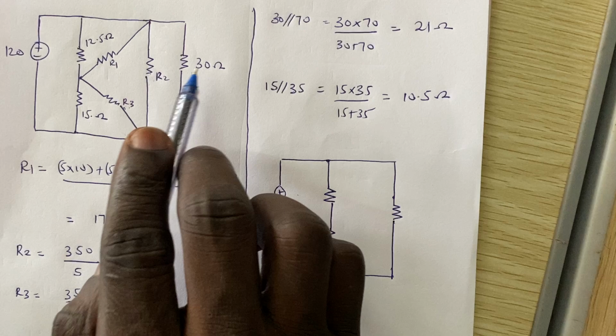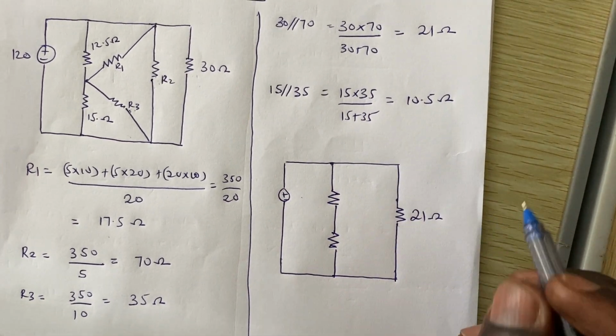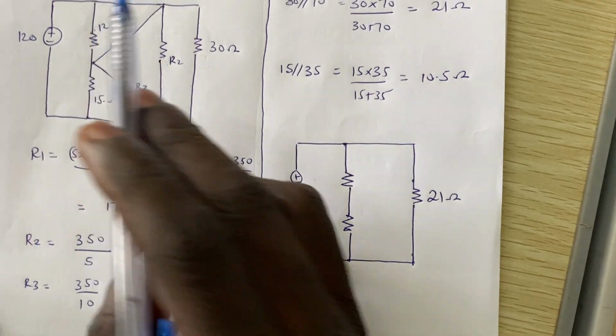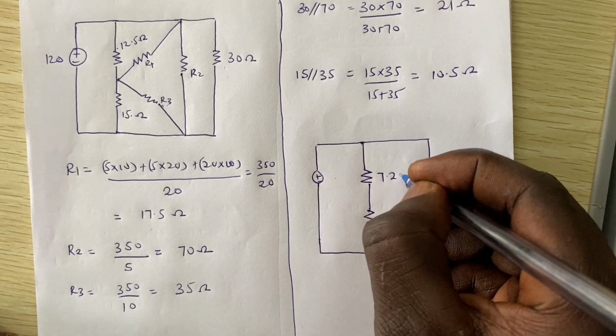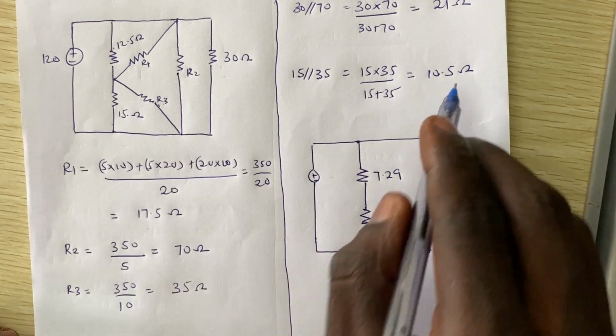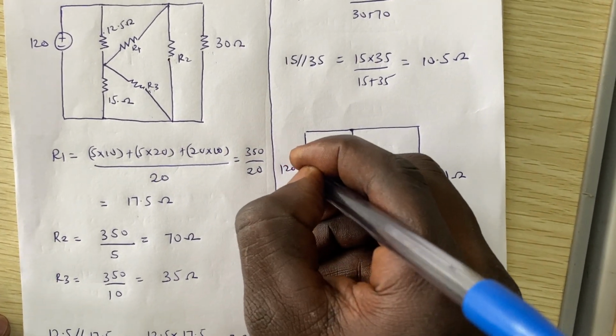So the equivalence of these two, we have 21, right? So here is 21 ohms instead. The equivalence of these two, we had 7.29, and the equivalence of these two, we had 10.5. Not forgetting our 120 volts.